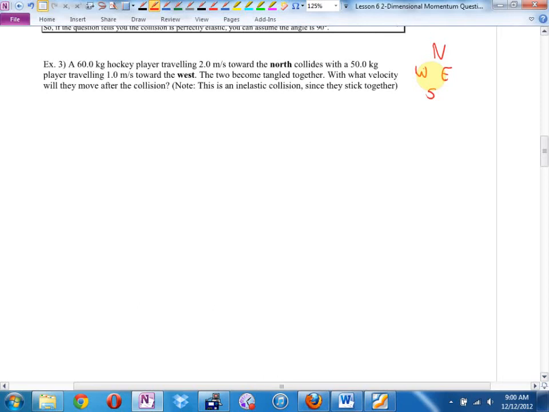I thought you said hockey body checks were elastic. You bounce off. Yeah, it's not a body check. It's whatever. I'm making up questions. With what velocity do they move off after the collision?